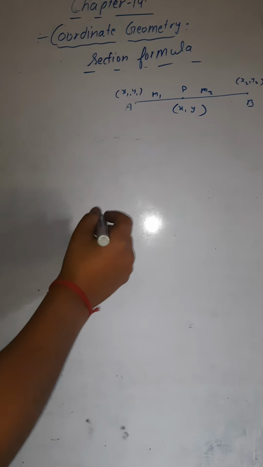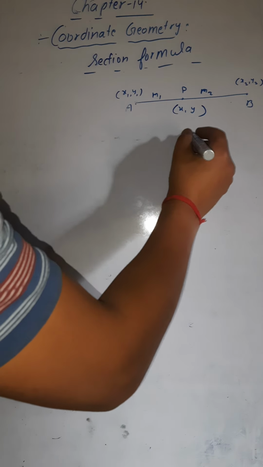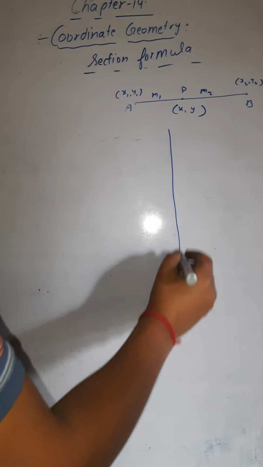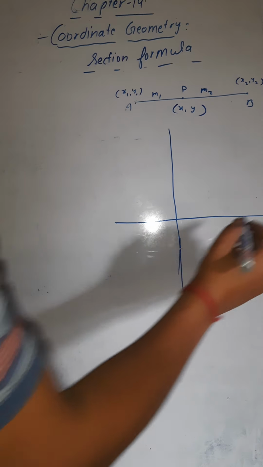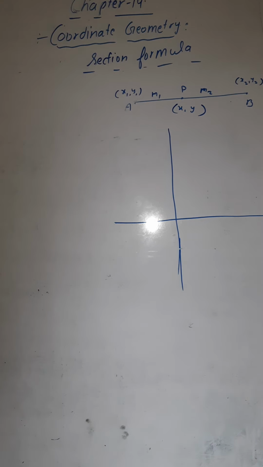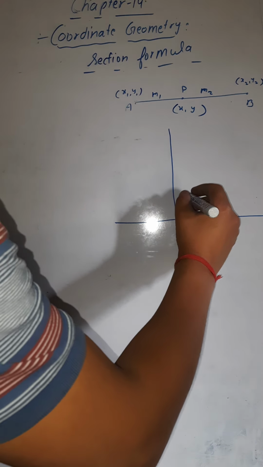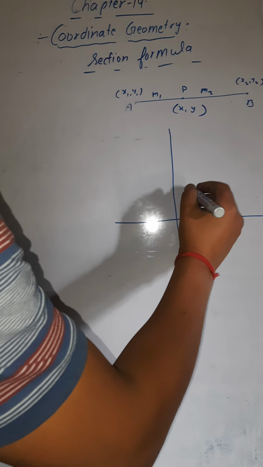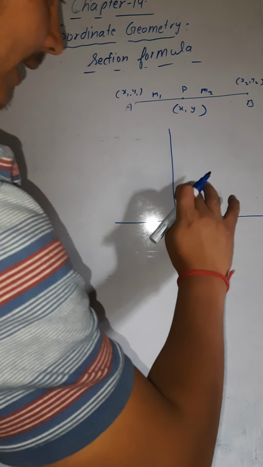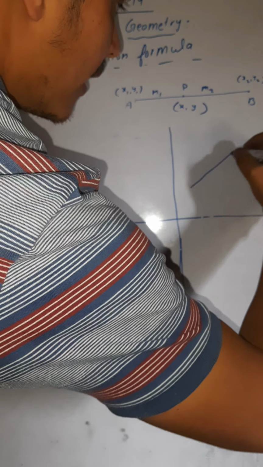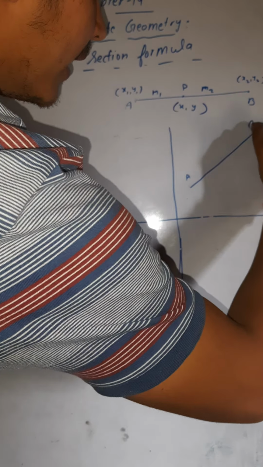Let me make it on the axes. Let's say I'm making it here. This is the y-axis and this is your x-axis. Let's say here you have these 2 points. This line I'm drawing here, this is the line AB.